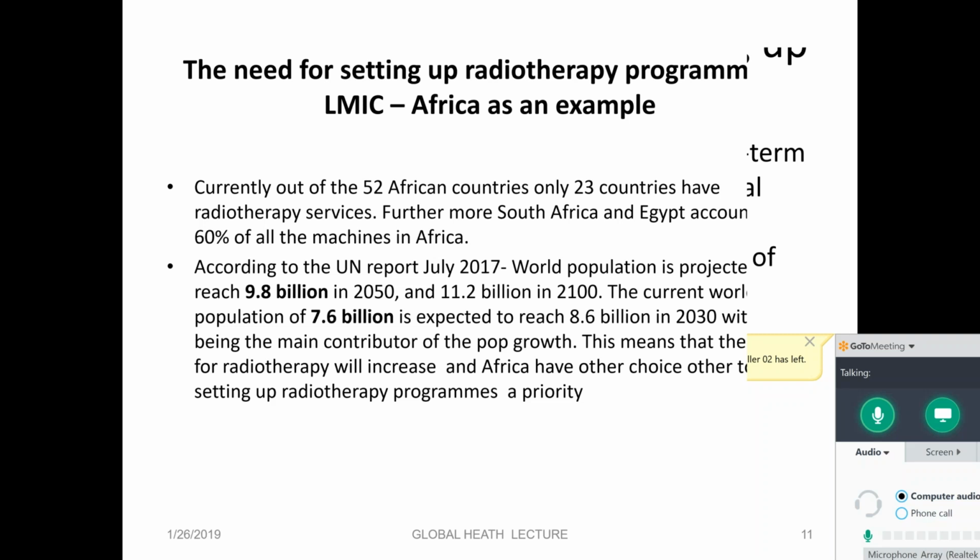I will share with you what my experience in Tanzania has been. I have been working in Tanzania, and have been involved in setting up a radiotherapy program at the Ocean Road Cancer Institute. Tanzania is quite a big country. Having one radiotherapy center on the eastern coast is not adequate, but we had to have a starting point, and we decided to start our radiotherapy program in Dar es Salaam at the Ocean Road Cancer Institute.